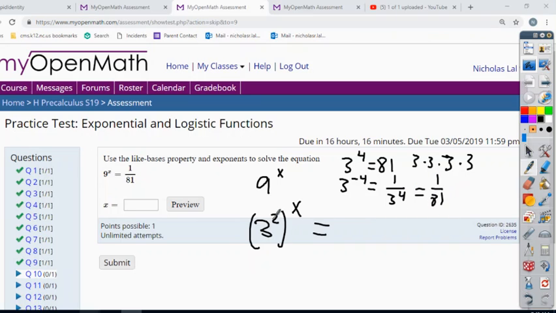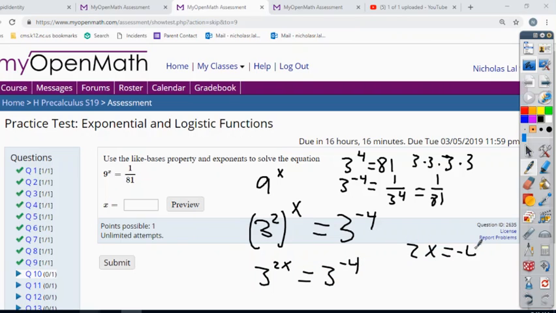So that being said, 3 squared to the x power is equal to one over 3 raised to the negative 4th power. So 3 squared to the x power, that's 3 to the 2 times x. So 3 to the 2x is equal to 3 to the negative 4.